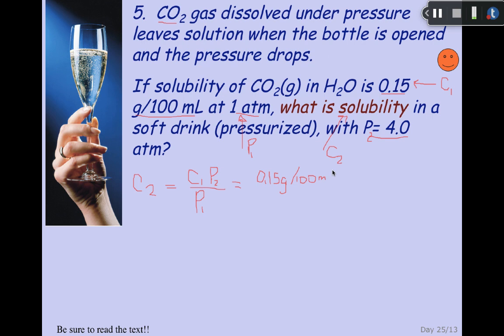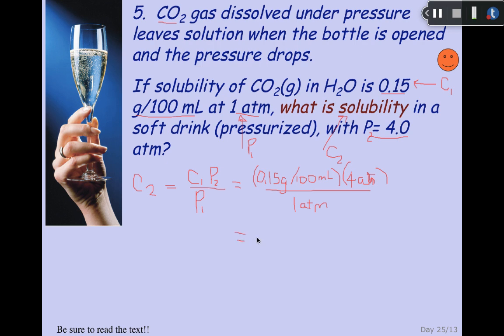Pressure 2, again, setting up your equations first and then putting in the numbers is always wise. Pressure 2, 4 atmospheres. We don't have to write the 0.0. Always put in your units to make sure you haven't overlooked anything. And divided by pressure 1, oh hooray, fast math, it's 1 atmosphere. So having done that, you can see that the atmospheres cancel.